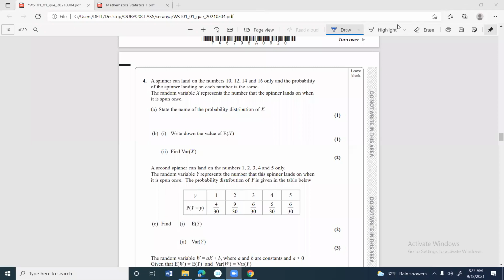A spinner can land on numbers 10, 12, 14, 16 only, and the probability of the spinner landing on each number is the same. That means this is a uniform discrete distribution. Represent the inner spin line on the spinner. State the name of this distribution. That is simply a discrete uniform distribution. Okay.